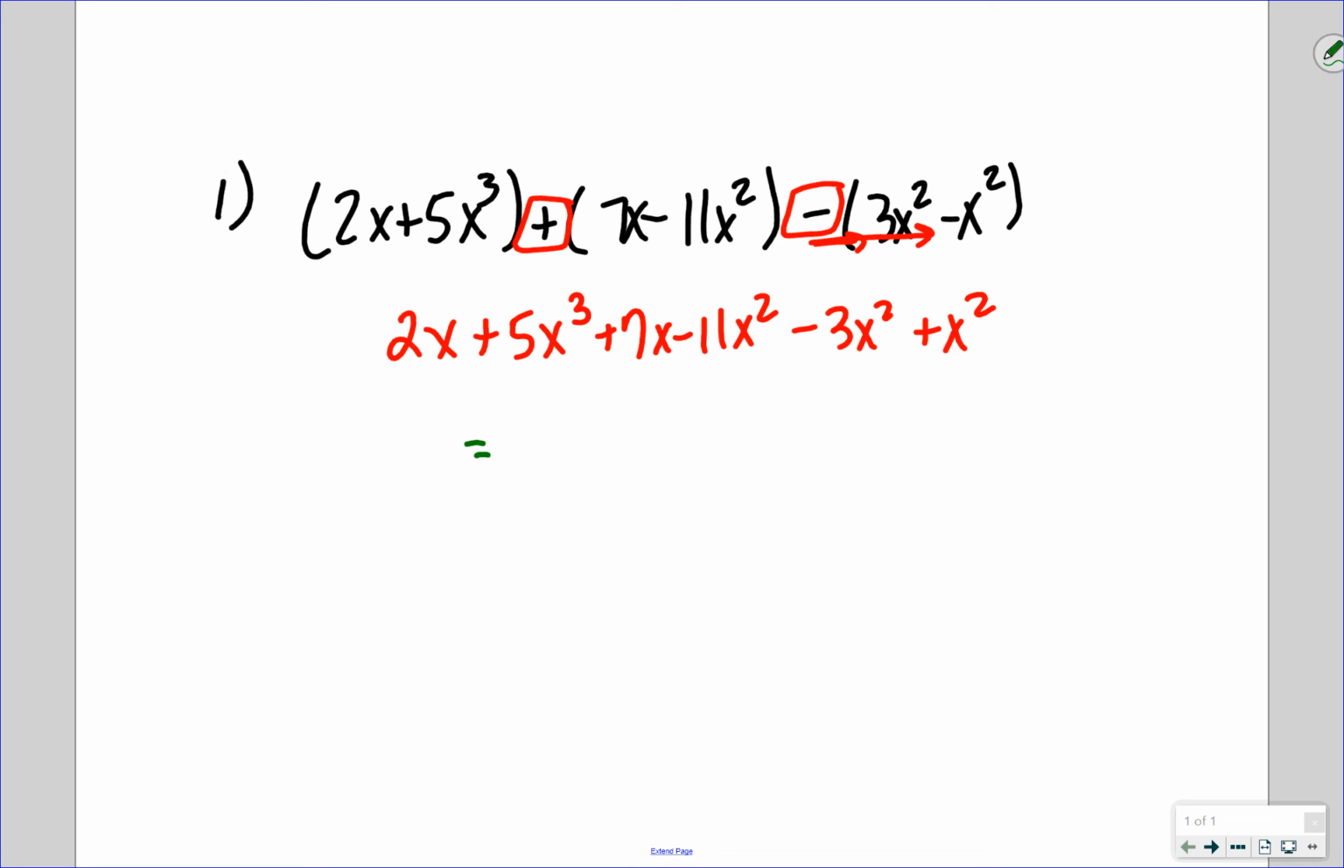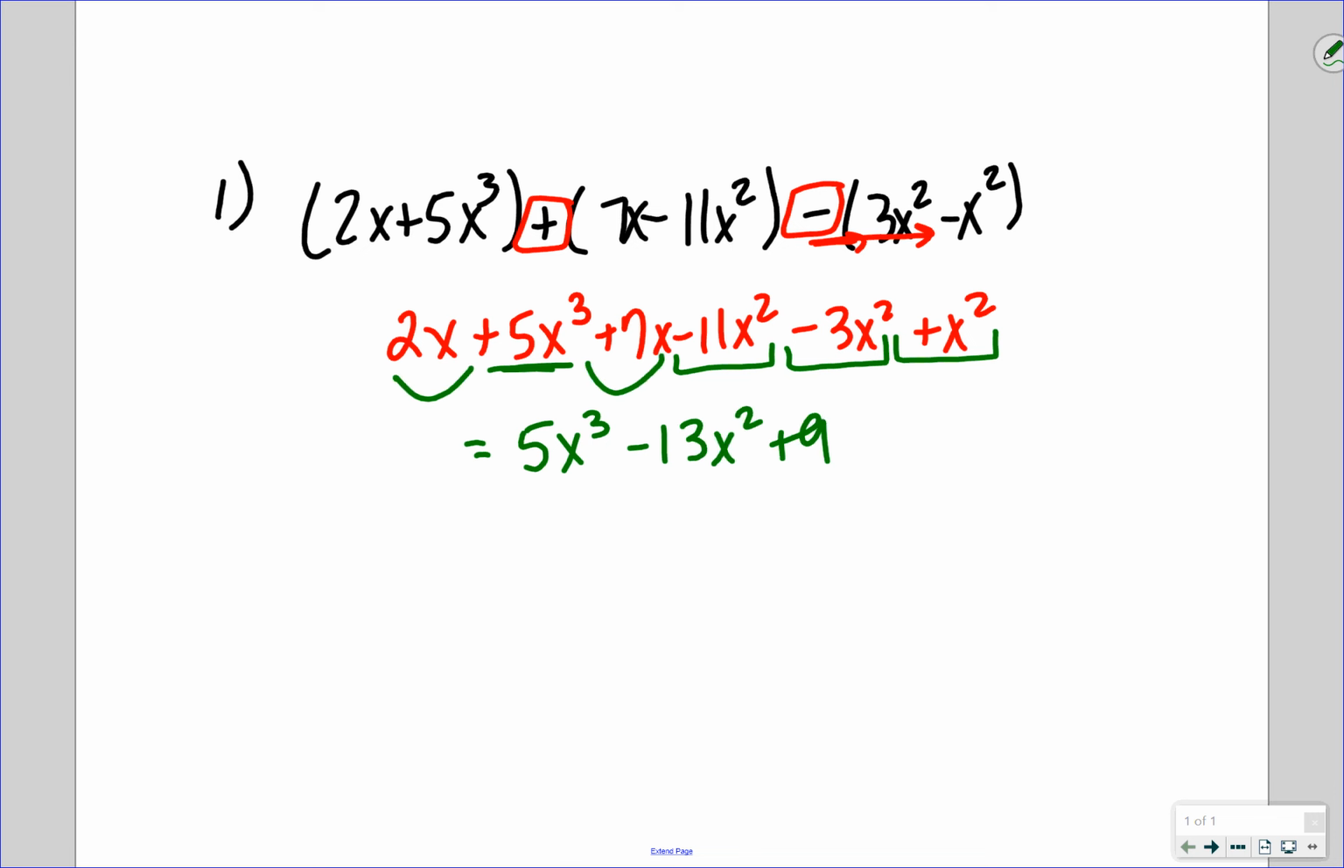I have 1 cubic, that's my biggest degree. It is a 5x cubed. My squareds, I have negative 11x squared minus 3x squared plus x squared. Negative 11 minus 3 is negative 14, plus 1 is a negative 13x squared, and then my x's, I have 2x plus 7x, that's 9x. I don't have any other like term. That's as far as I can go.